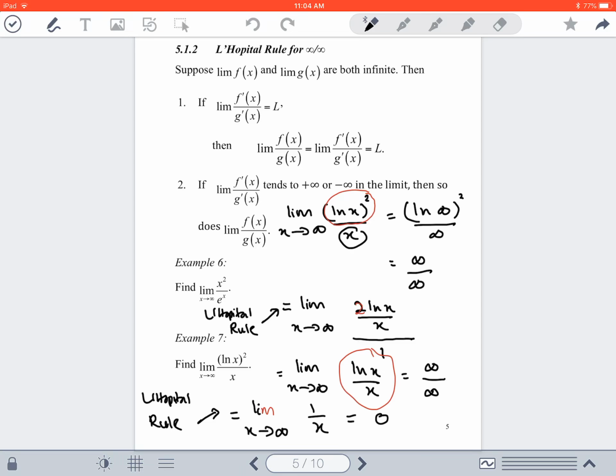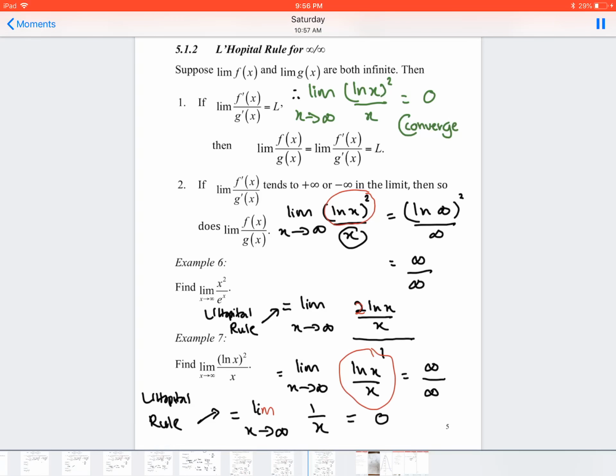Meaning that we can say the limit of the original expression (ln x) squared over x, when x is approaching infinity, is 0, and since the limit does exist, the function is convergent.